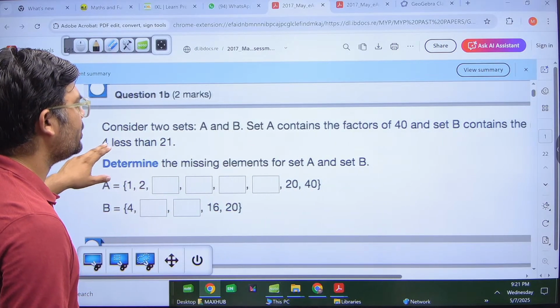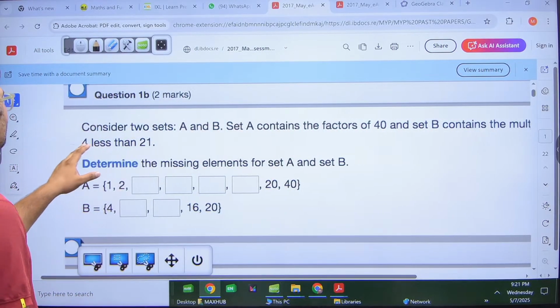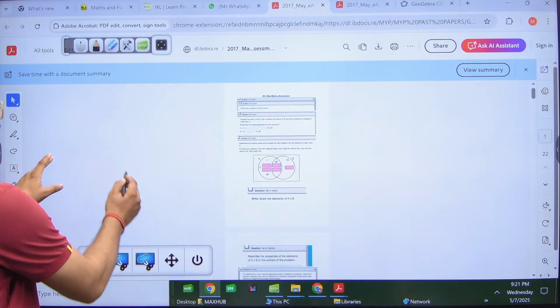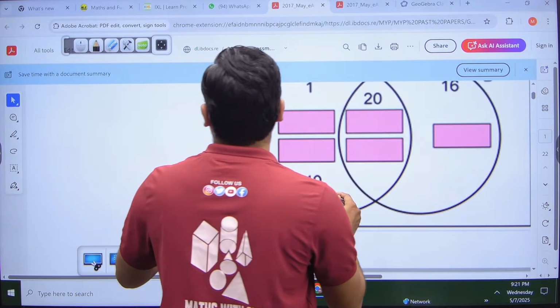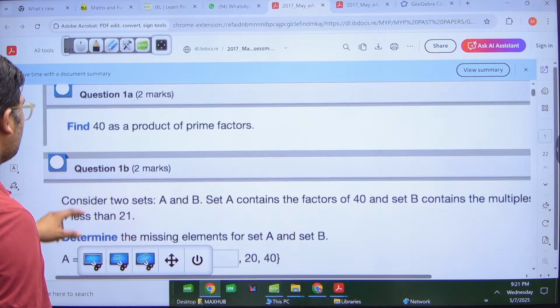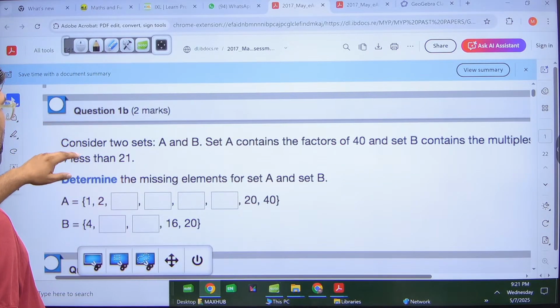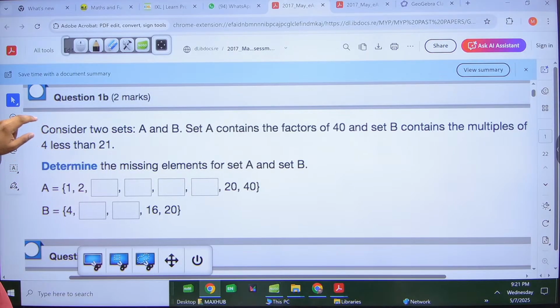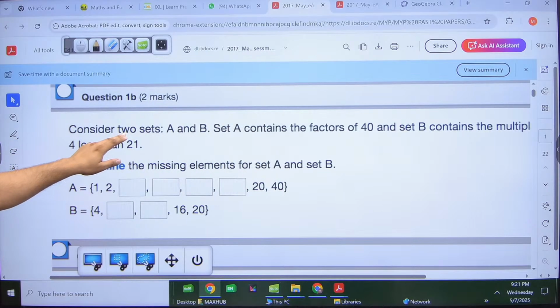Set A contains factors of 40 and set B contains multiples of 4 less than 21. You know about these questions? Consider two sets A and B. A contains factors of 40 and B multiples of 4 less than 21. Okay? Determine the missing values.